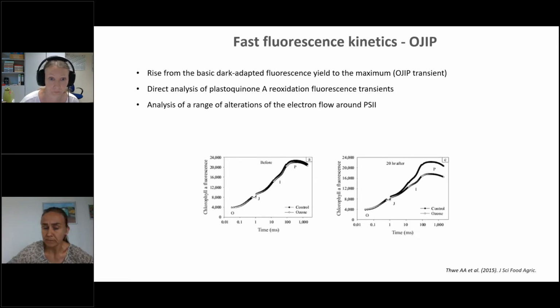is abiotic stress type of treatment where plants were treated with ozone, and we can see that fairly fast after the treatment with the ozone, we can see a drop in the maximum level of fluorescence and quite tremendous change in the shape of the OJIP curve.